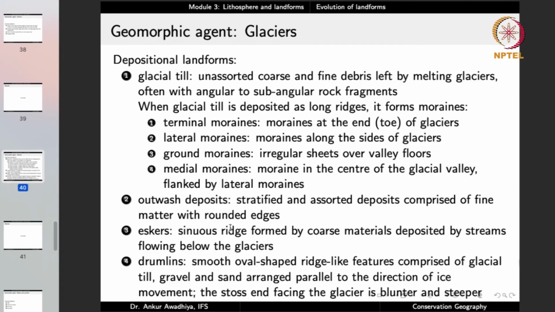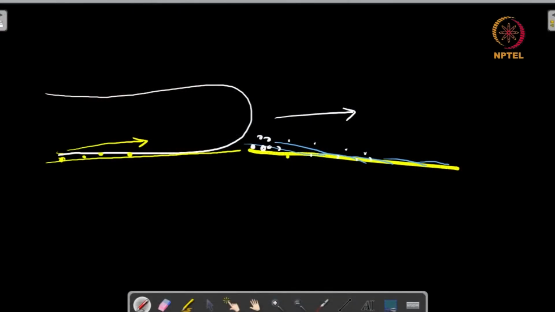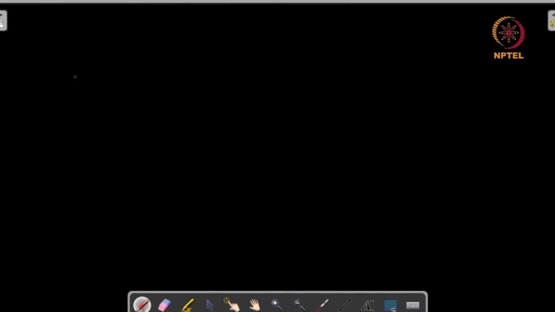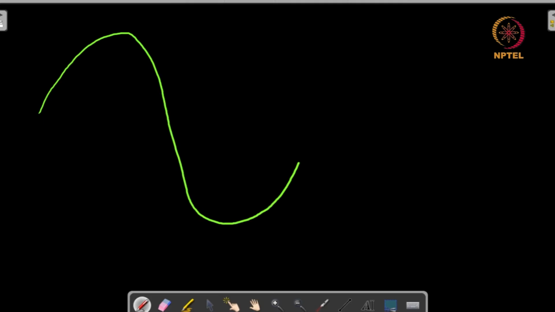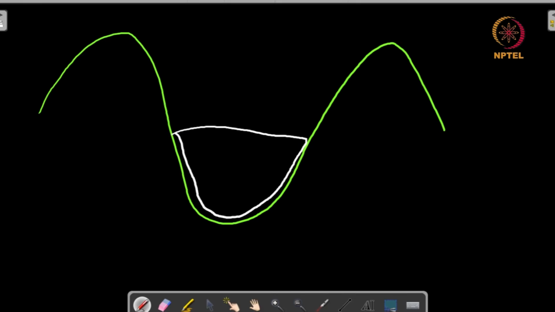Then we have eskers, which are sinuous ridges that are formed by coarse materials deposited by the streams flowing below the glaciers. Now it's not that you have this block of ice and snow that is moving as a complete block. What happens is that if we consider this mountain and we are looking at the cross section of a glacier, so from this point the glacier looks like this. So it has filled up all the area. So all this is ice.